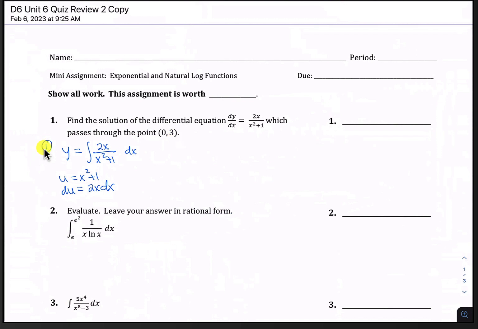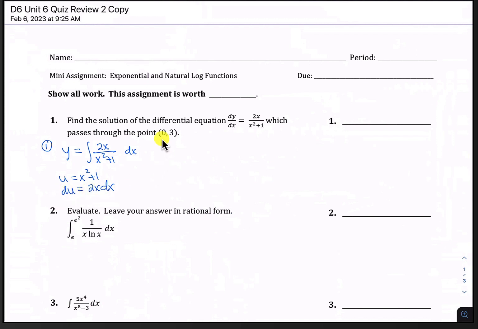In this first section, we let y equal the antiderivative, or integral, of 2x over x squared plus 1 dx. We'll use u substitution, and u is going to be x squared plus 1. That means du is going to be the derivative of x squared plus 1, which is 2x, times dx. So du is 2x dx, and we notice that we have 2x dx in the original problem, so we don't need to multiply this by anything.